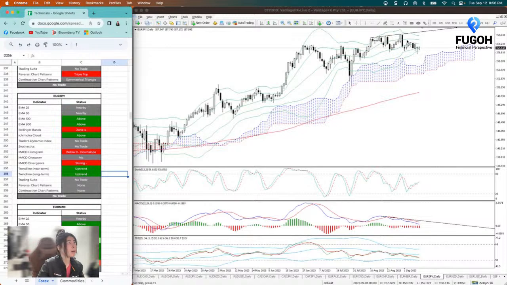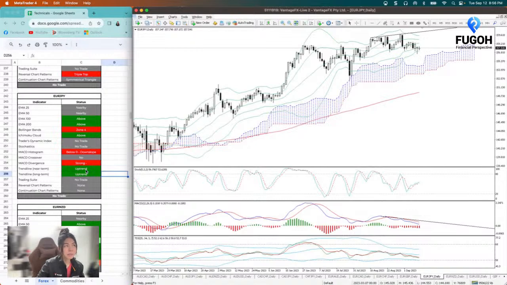So guys, don't buy Euro Yen right now. Just don't. Trend line is still an uptrend. So if you have any Euro Yen buy trade, now is a good time to take your profit. Or you should have closed your profit already because the divergence happened last week.